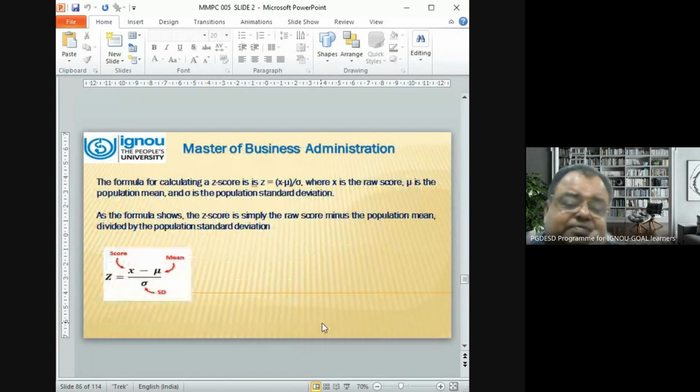Now comes the basic formula. The formula for calculating Z score is Z is equal to X minus mu upon sigma, where X is the raw score, mu is the mean of the population, which will be given in the problem, and sigma is the standard deviation. Again, it will be given in the problem. The basic formula is Z is equal to X minus mu upon sigma. X is your score, mu is your mean, and sigma is your standard deviation.